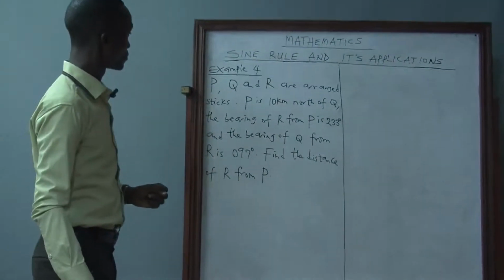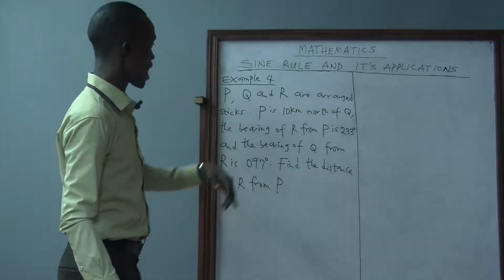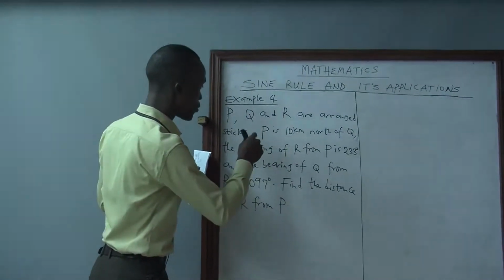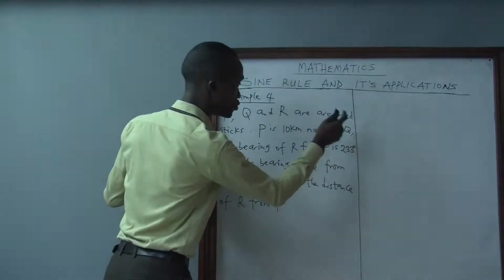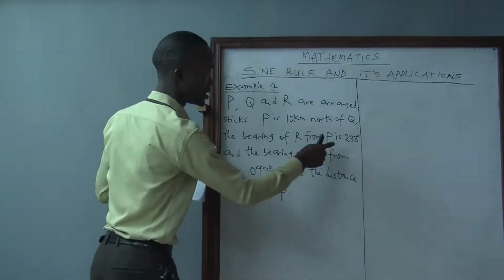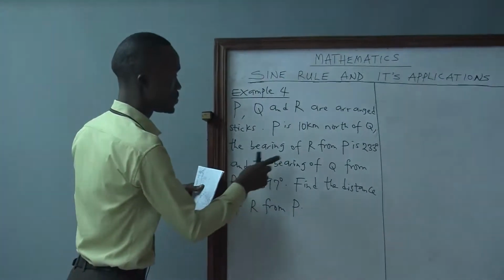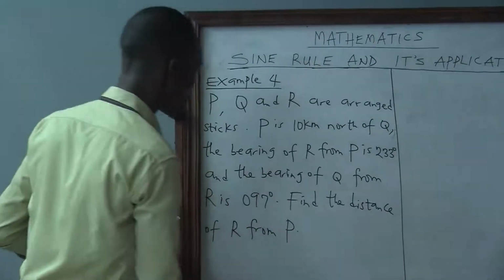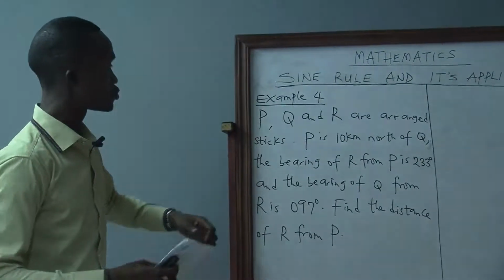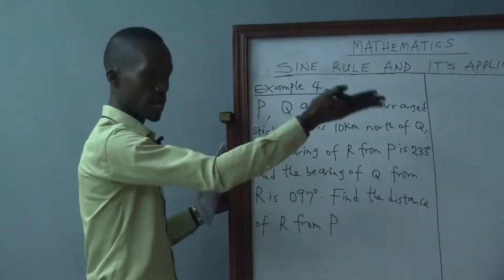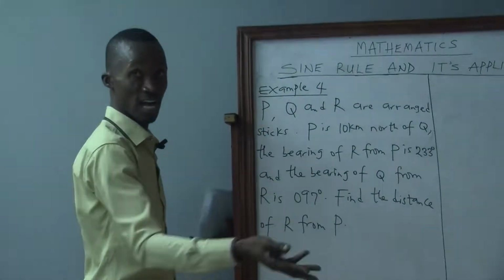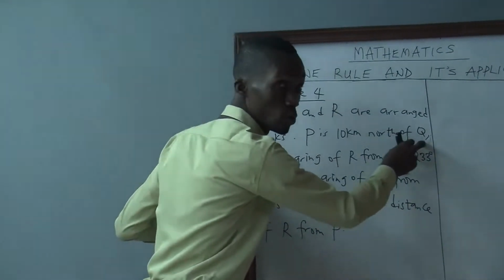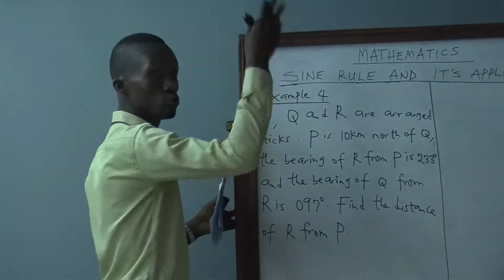Now we have another example which says P, Q, and R are arranged sticks. And the arrangement is, we have P to be 10 km north of Q. The bearing of R from P is 233 degrees, and the bearing of Q from R is 097 degrees. Then we have to find the distance of R from P. To interpret this, we take it a step at a time. We cannot combine everything together at once. So we start with the first thing that we have here. P is 10 kilometers north of Q. That is, from Q, P is due north.